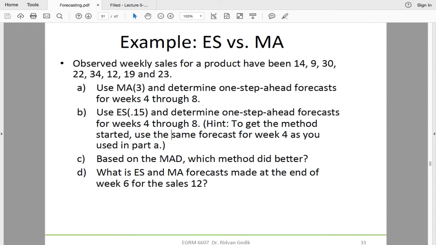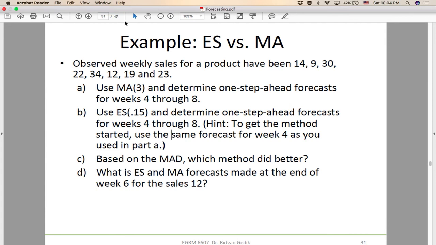So we have to calculate MAD, mean absolute deviation, so that we can decide. What are the exponential smoothing and MA forecasts made at the end of week 6 for the sales in week 12? Okay, I already solved this for you. Here's my solution.